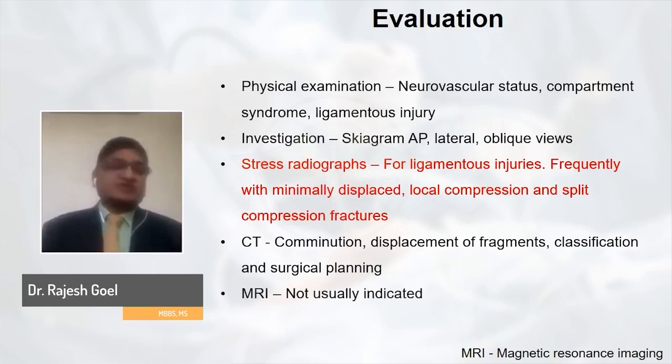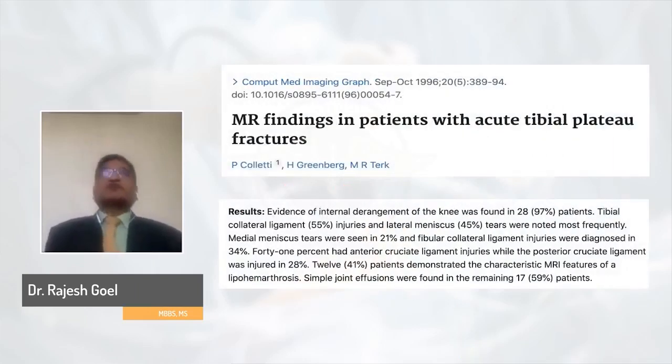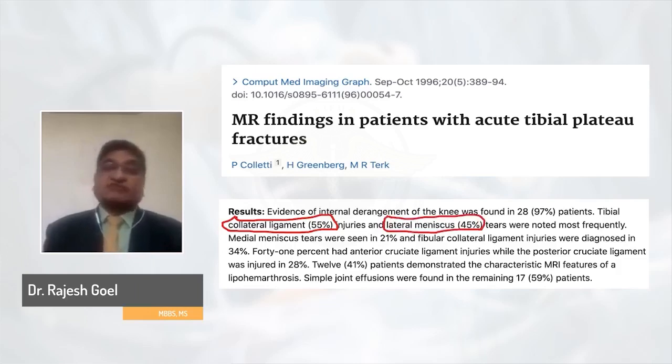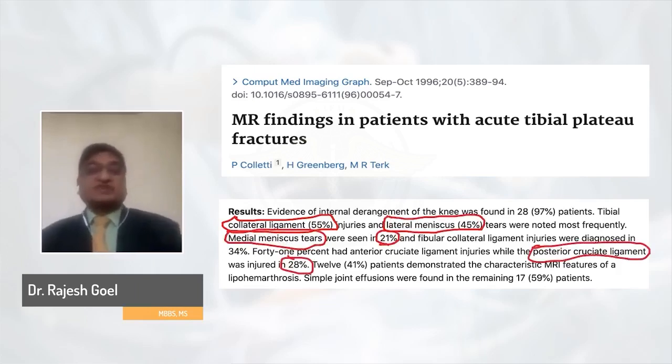MRI is usually not indicated, but for those who have had an MRI, there is an interesting finding: collateral ligament injury was present in 55%, lateral meniscus injury in 45%, medial meniscus tear in 21%, and PCL injury in 28%.